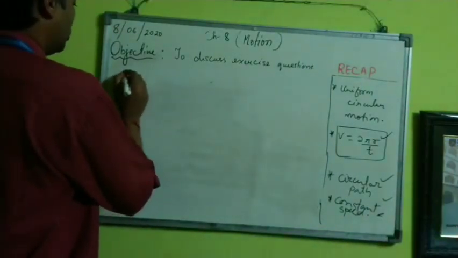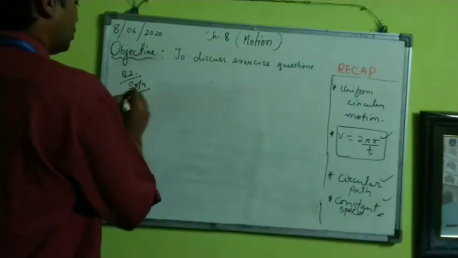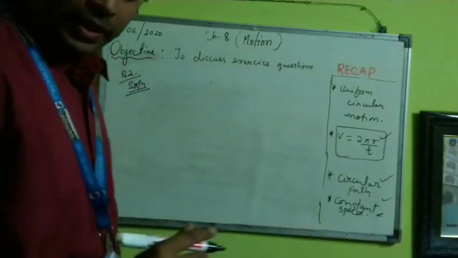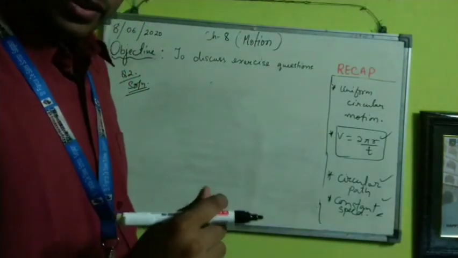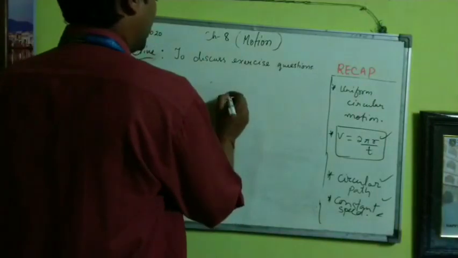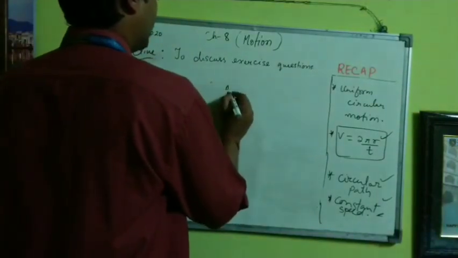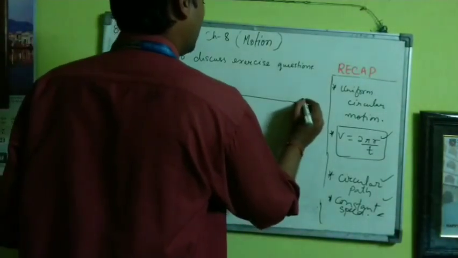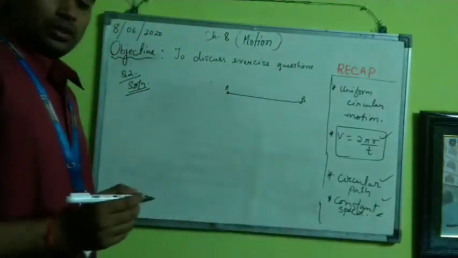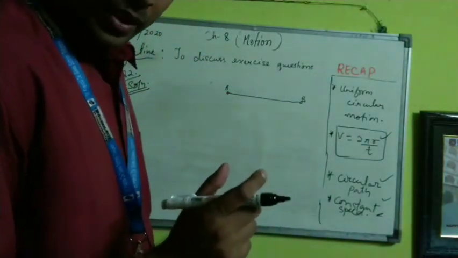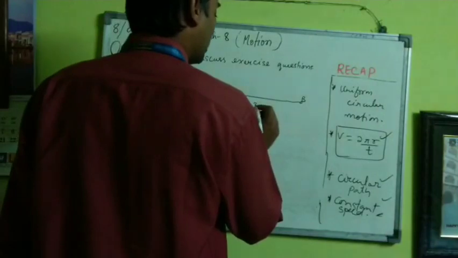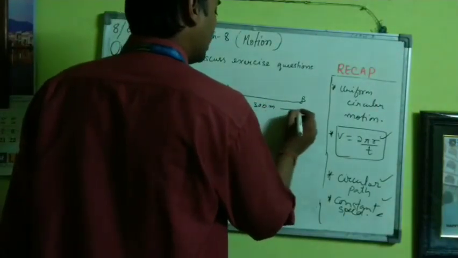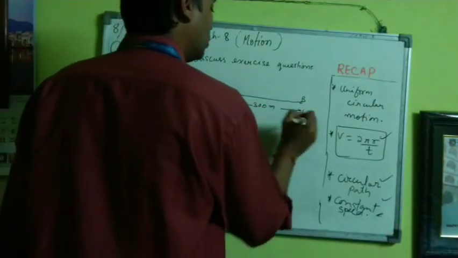Question number 2, solution. So what is given? One end A to other end B. So let this point be A and the other end be B. Now the distance from A to B is given as 300 meters. So it's given as 300 meters from A to B.